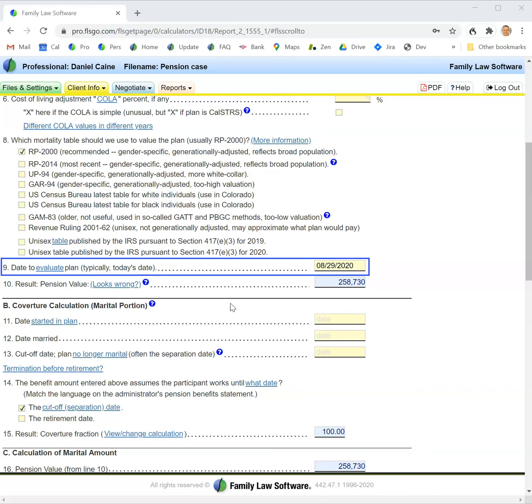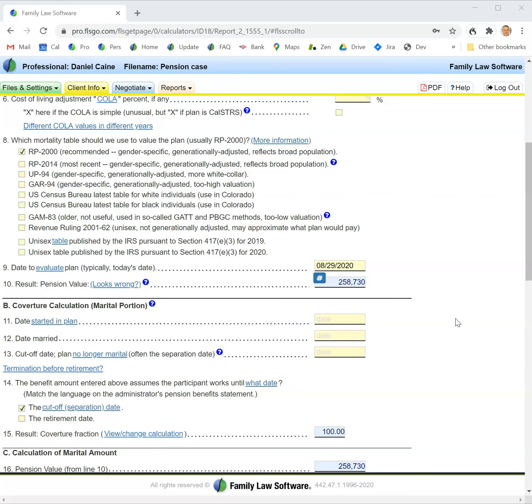Next, we enter the date to evaluate the plan. The earlier the date, the more the payments are discounted, so the lower the pension value will be. And then we get the pension result based on these values, and that is the value of the pension. Now, it's worth noticing that the value of the pension is completely independent of the number of years that the parties were married during the plan. The value of the plan is simply the value of those payments.